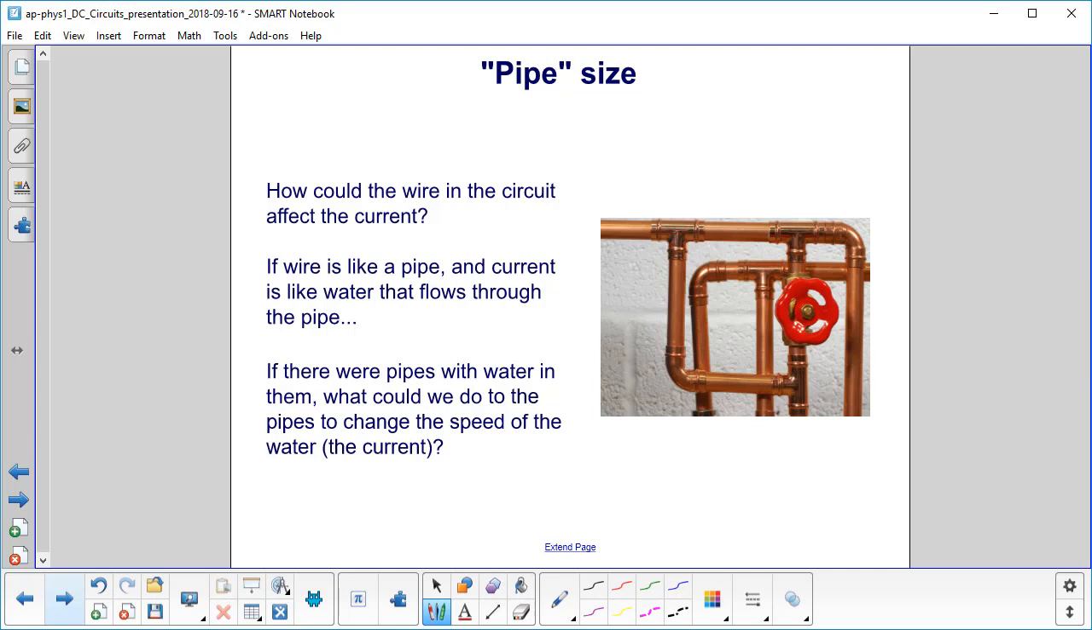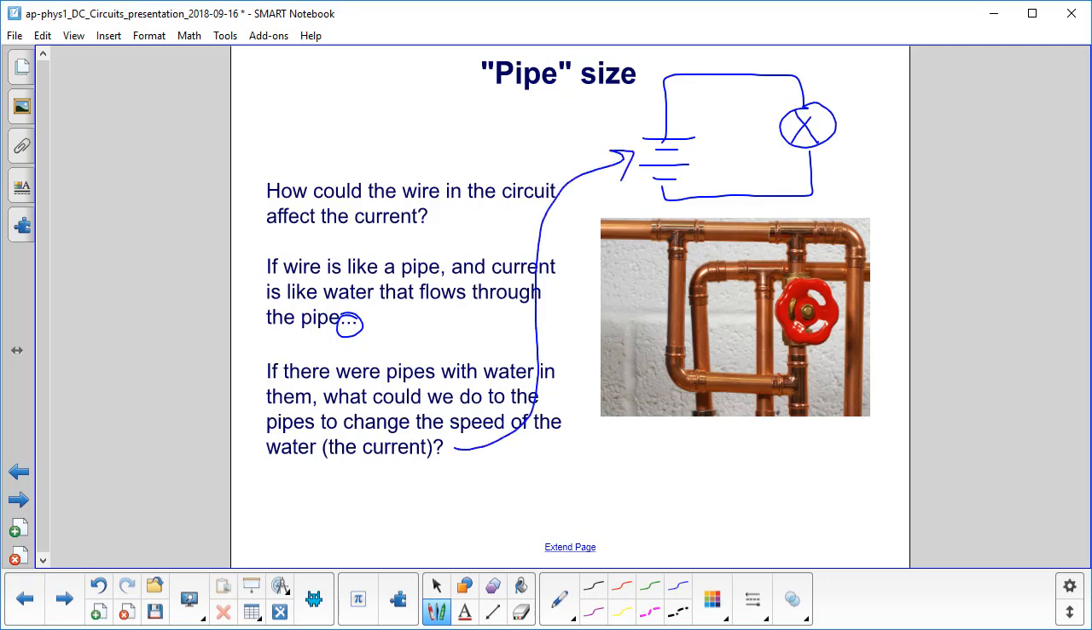And remember what the circuit is. You've got a battery, then you have a wire, and maybe a light bulb here, and it goes back to the battery. If the wire is like a pipe and current is like water that flows through the pipe, let's say we have pipes with water in them. What could we do to the pipes to change the speed of the water, which is analogous to the current in the circuit?